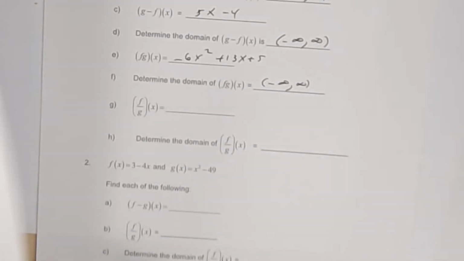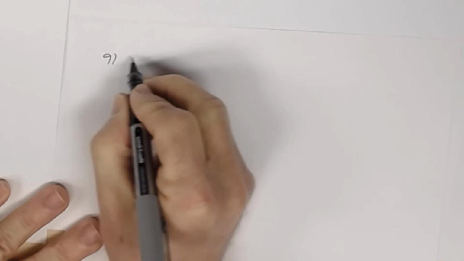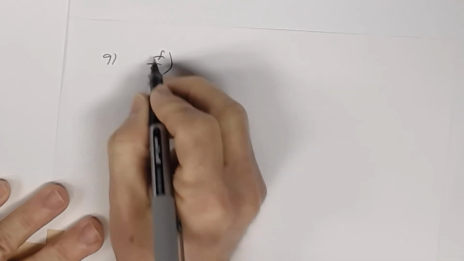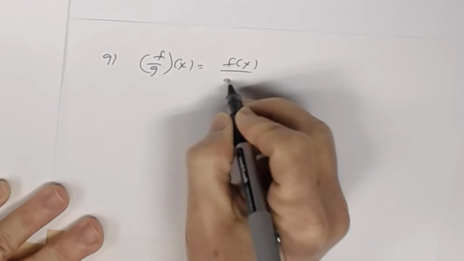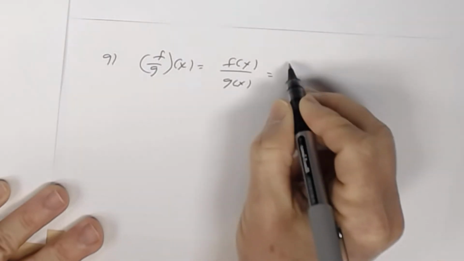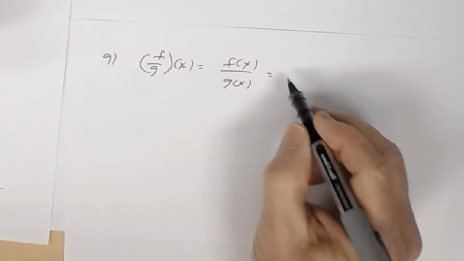Now we're dividing, so remember you have a rational function this time. In the previous lesson we talked about rational functions and finding the domain. So when we do g, we have f divided by g at x. By definition, this means f of x divided by g of x. f of x, remember, is negative 2x plus 5, so it goes in the numerator.